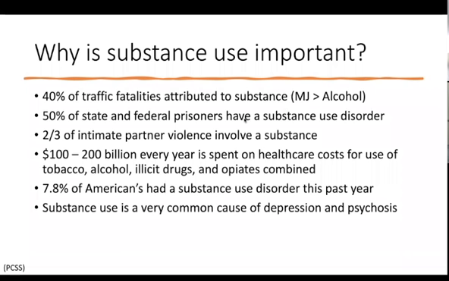50% of state and federal prisoners have a substance use disorder. So it's very comorbid with antisocial personality disorder. If someone has a substance use disorder, the first thing you should think is, does this person also have antisocial personality disorder? 2/3 of intimate partner violence involve a substance. It costs big bucks. 200 billion every year is spent on the use of these substances. So this isn't medical costs. This is just people spending their hard-earned money on tobacco, alcohol, illicit drugs, and opiates. So this includes all money.